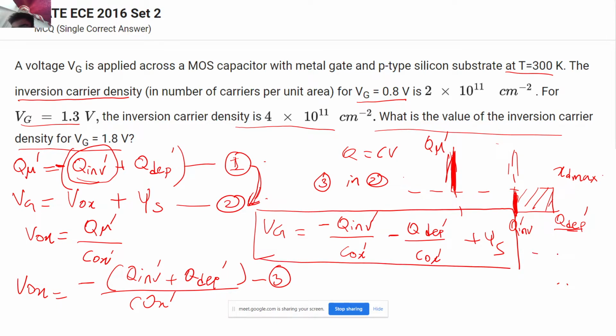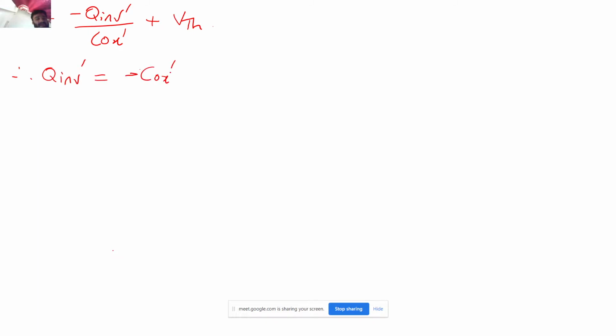This is the fourth equation that I will be representing, and as you must have studied from the lectures as well, these last two terms that you are seeing over here, this is your threshold voltage, right? So now I will be rewriting this equation number 4. If this is my threshold voltage, then your Vg will be nothing but minus of Q inversion upon Cox dash plus Vth, correct? Hence your Q inversion dash will be nothing but minus of Cox dash into Vg minus Vth, correct?